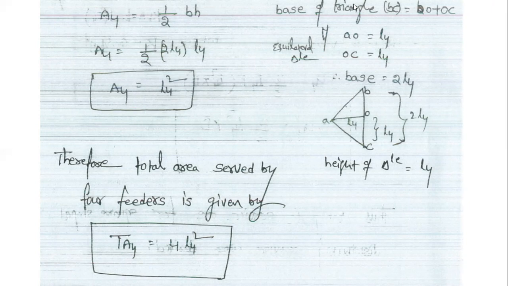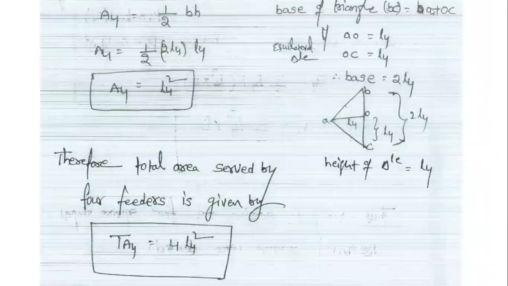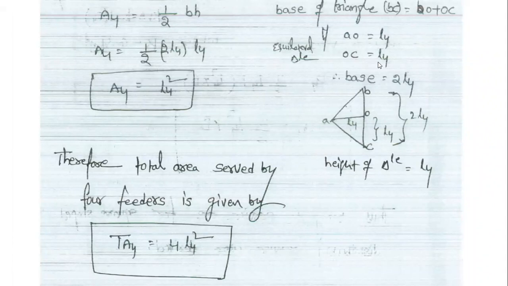Therefore, the base of the triangle BC is equal to AO plus OC, where the length of AO is L4, as we assumed, and the length of OC is also L4. Therefore, the base is equal to L4 plus L4, that is equal to 2L4. This is the considered area.